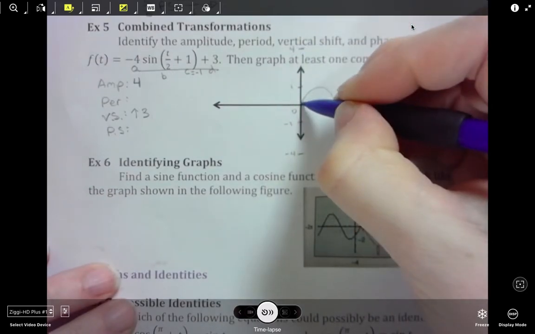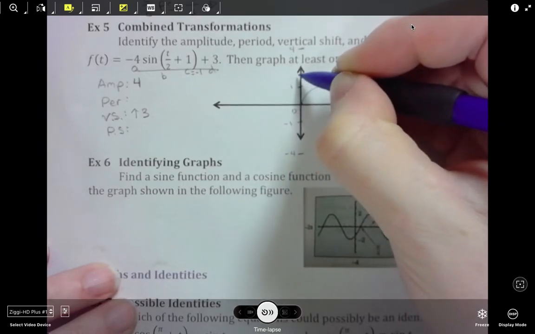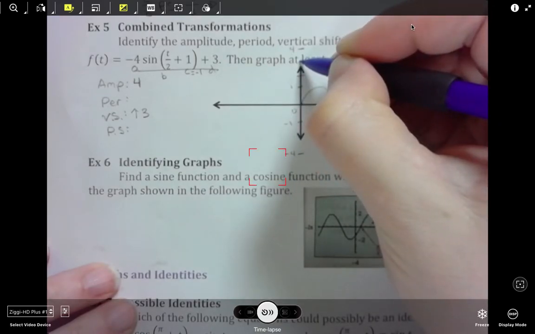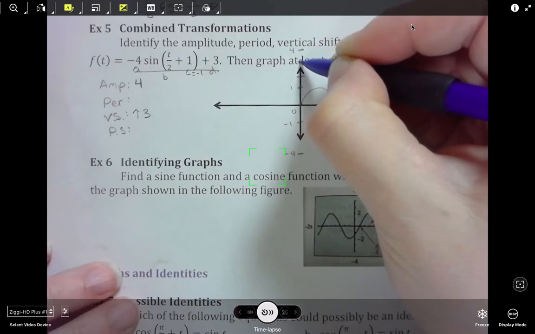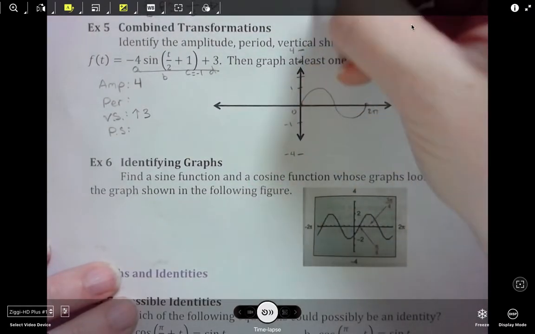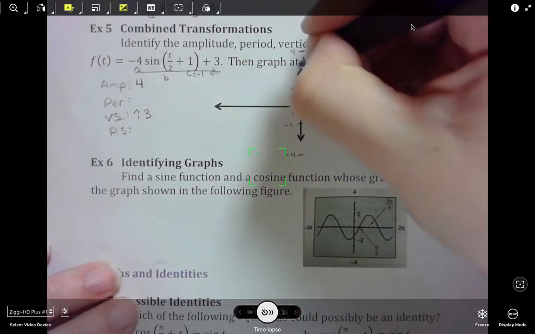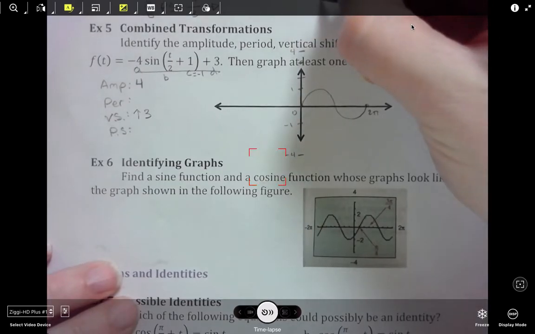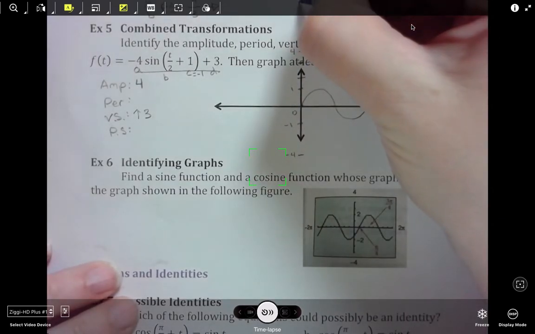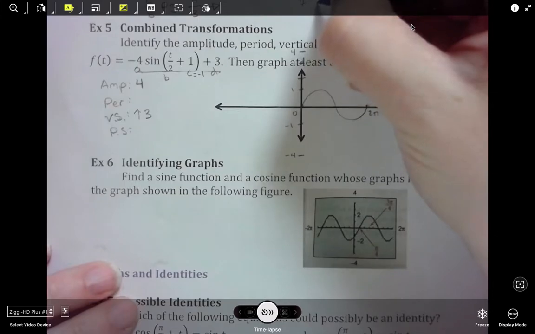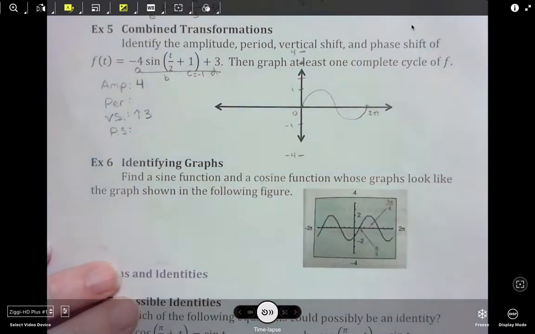Well, instead of starting down here, I'm going to go up. I'm going to go up 3 units here, and then it's going to go 4 units above that, even higher. So its highest point will be up here at 7. So I'll start here, it'll go up and then back down again. Okay, all right, yep.